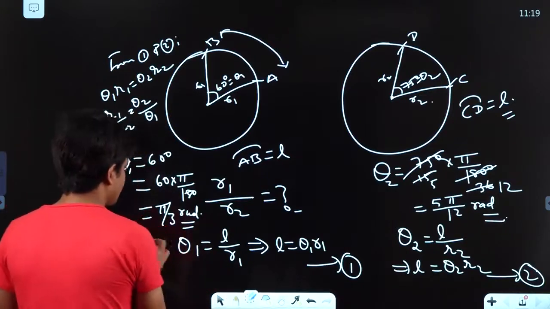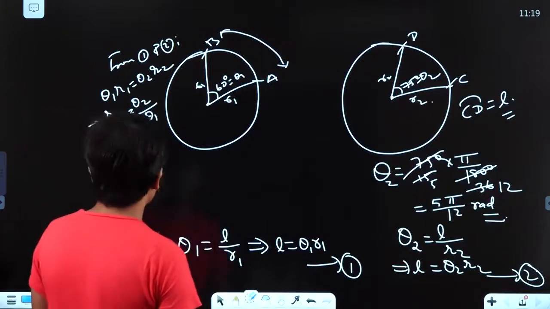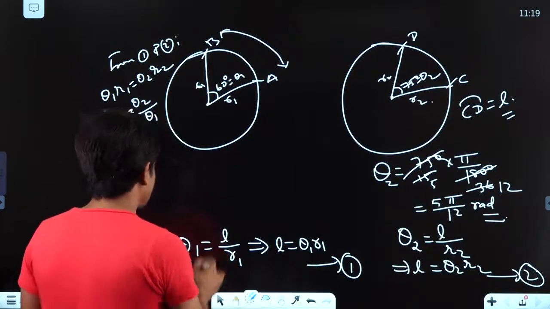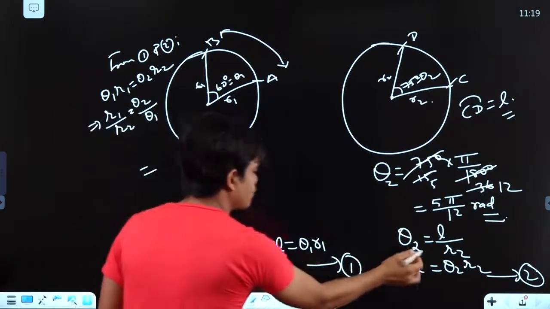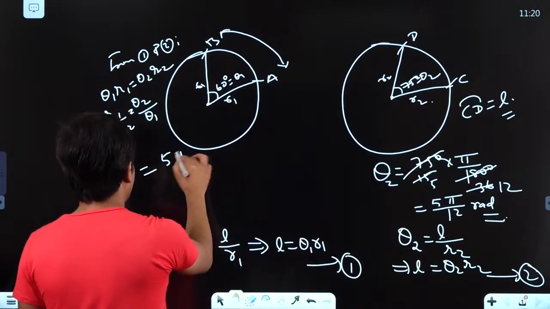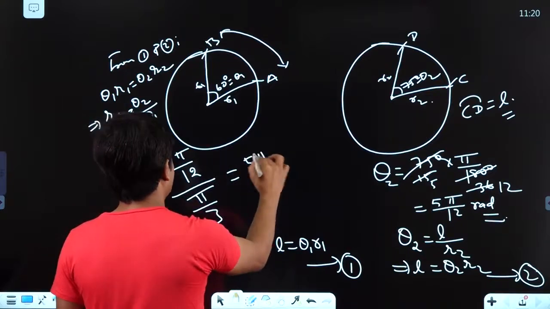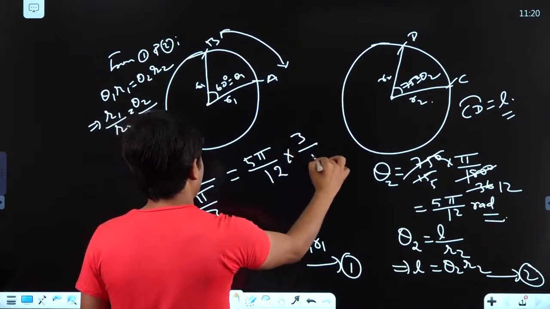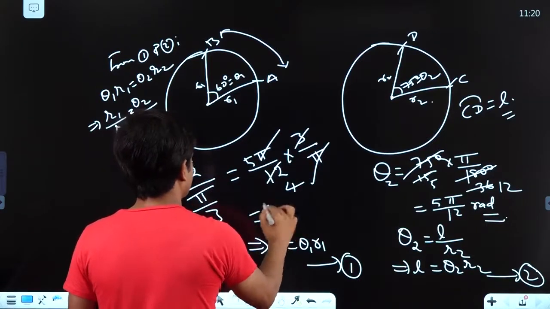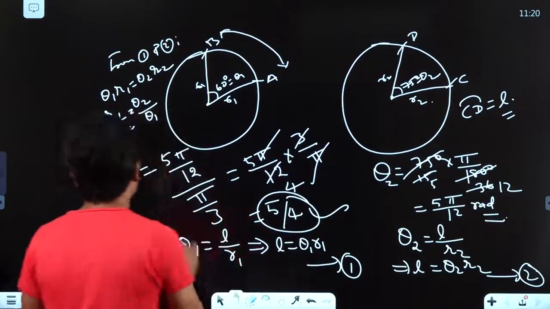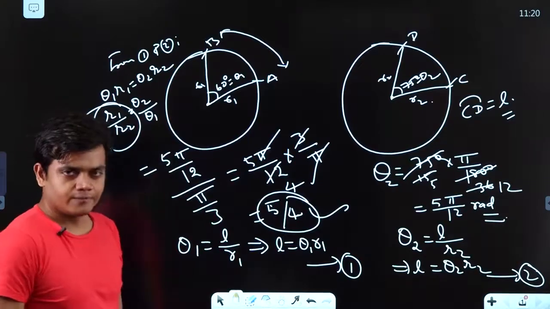And what are theta 1 and theta 2? Theta 1 was pi by 3 and theta 2 is 5 pi by 12. So 5 pi by 12 upon pi by 3. So this is 5 pi by 12 into 3 by pi. So pi and pi cancelled and this is 4. So this is certainly 5 by 4. So what is the ratio of R1 and R2? 5 is to 4. Is this clear?